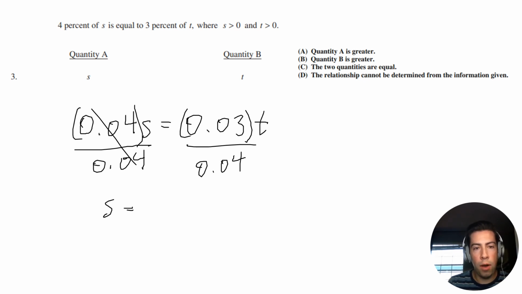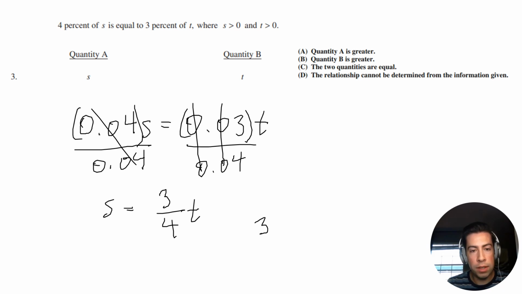I'm going to do some quick simplification here, and you can use your calculator, but I'm just going to tell you right now that whenever you simplify these, you can get rid of these zeros. So it's going to be 3/4 T. So now we know what S equals in terms of T. S is equal to 3/4 T. Now what we can do is say 3/4 T, how does that relate to T? Is that greater than or less than? I think that we can see that 3/4 T is less than T.